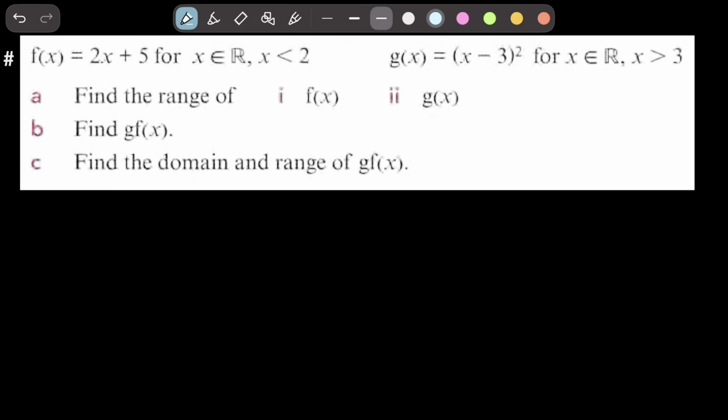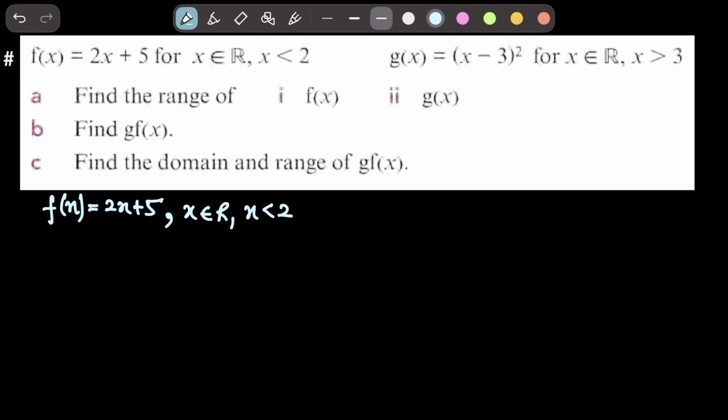Yes, so now we have reached the next question of this video, and again this is a very important question from the concept building point of view. If you are able to understand this question, it means that you have well understood the concept of composite functions. So let's start. So f of x is defined as 2x plus 5, and x belongs to real numbers and x is to be kept less than 2.